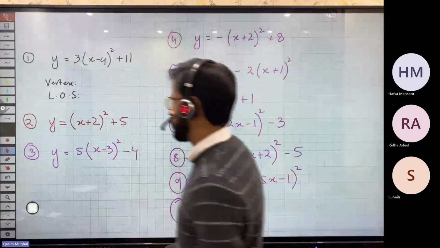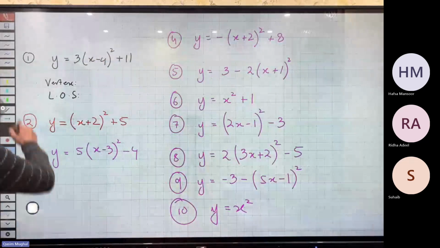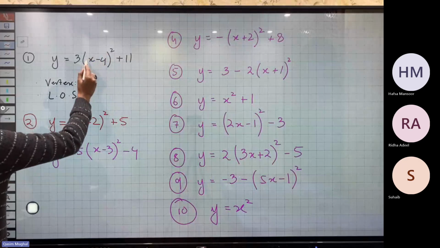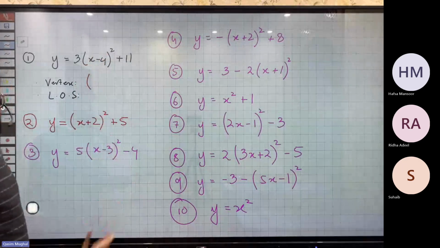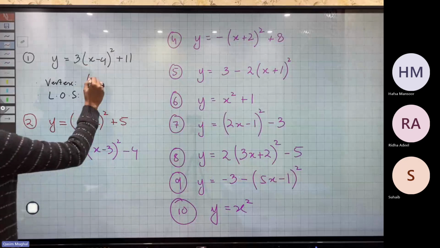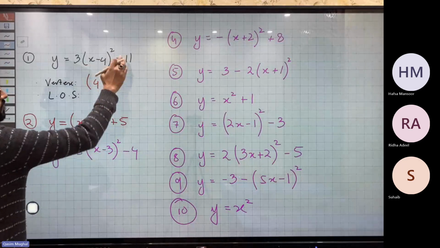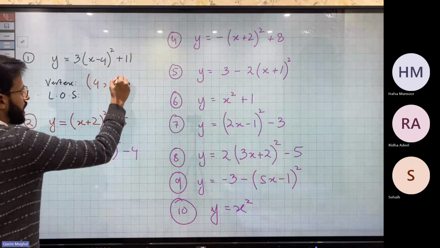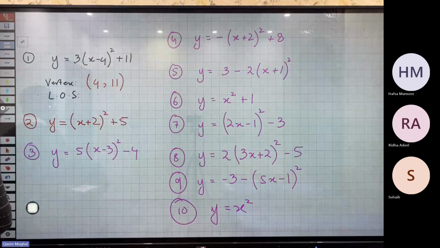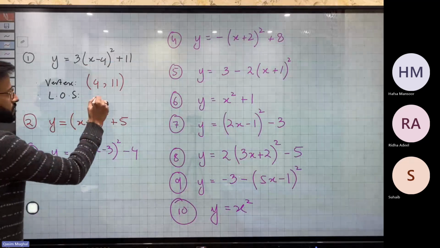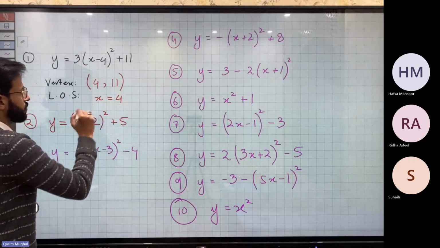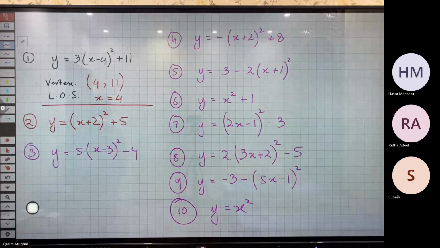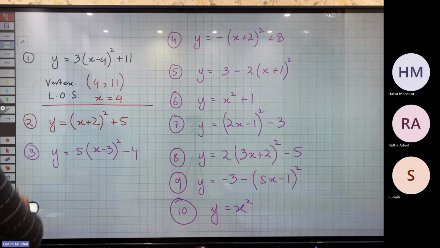Okay, so basically you all are done, right? So the vertex for this one is whatever is inside the square, put that equals to 0. So x minus 4 equals to 0. So this means x equals 4. Whatever is outside, not here, as a separate term, that thing as it is without changing its sign is going to be the y coordinate of the vertex. Line of symmetry for this one is x equals 4. Correct? Okay.